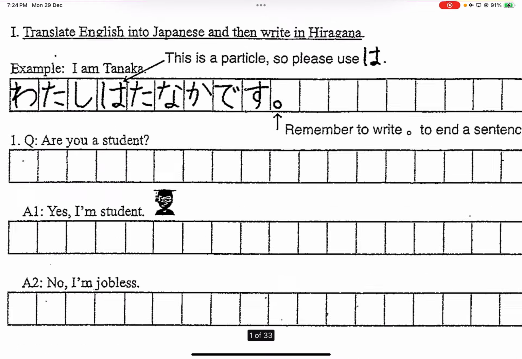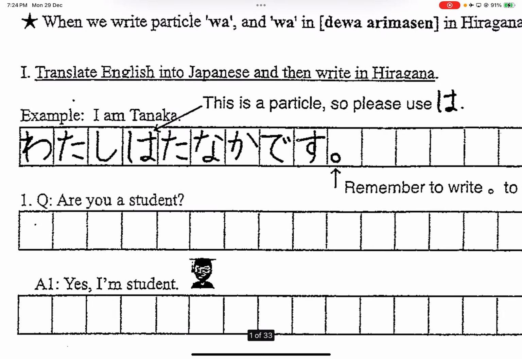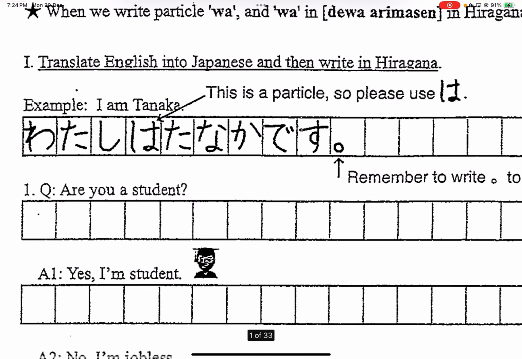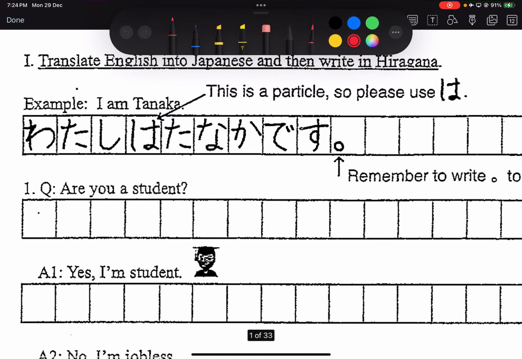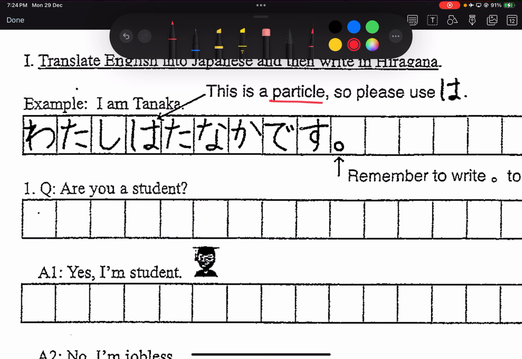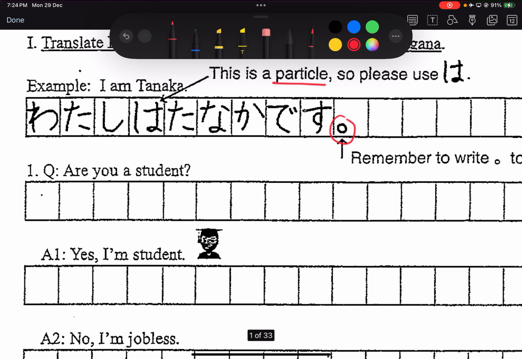Okay, so in a general Japanese sentence, there will always be a particle and there will also be a closing. Even for a question, we don't put a question mark because there's no question mark in Japanese. So we will always put a close circle.